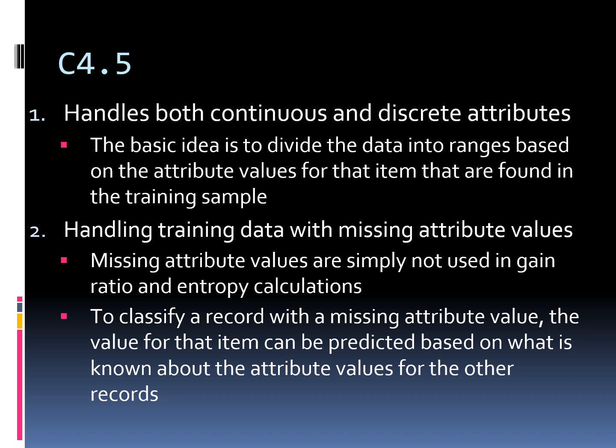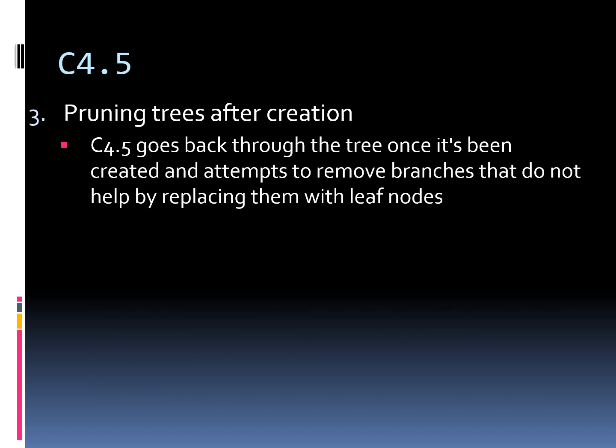C4.5 handles both continuous as well as discrete attributes. This algorithm actually happens to transform continuous attributes to nominal ones based on gain maximization, and thus it handles continuous data also. Missing attribute values are simply not used in gain ratio and entropy calculations. C4.5 goes back through the tree once it has created it and attempts to remove the branches that do not contribute by replacing them with a leaf node. Therefore, it happens to generate more generalized trees and not fall into overfitting.